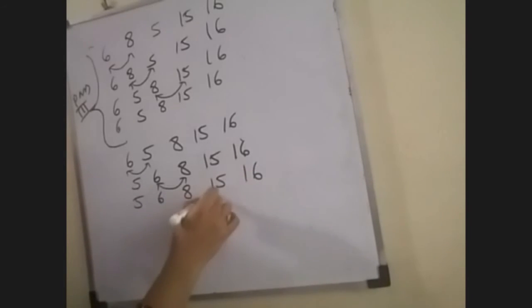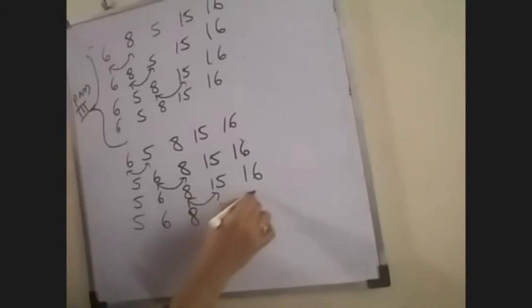Again, 8 is compared with 15. 8 is greater than 15? The condition becomes false, so no swapping is required. Next, 15 is compared with 16. 15 is greater than 16 is false, so there is no need for swapping. So this is the final data, 5, 6, 8, 15, 16. This is the fourth pass.